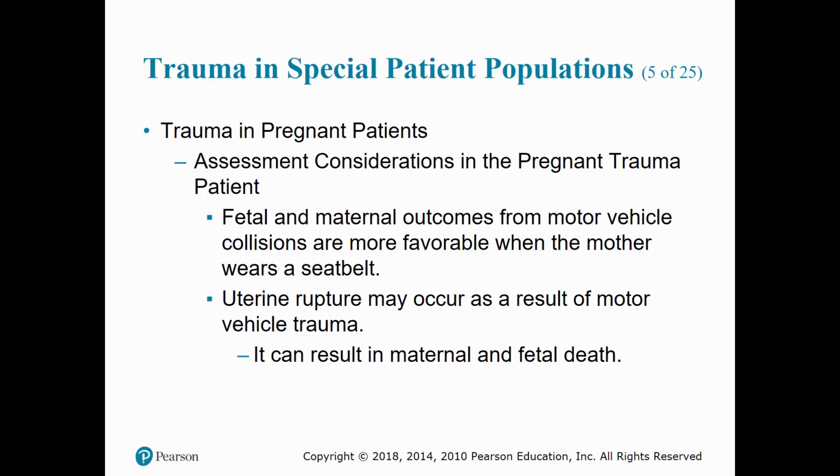And they will have to have the seatbelt properly placed. A lot of times, it's not comfortable for them to have it where it's supposed to be, so they may put it on over their stomach or not wear it at all. This is greater chance of abdominal trauma to the fetus and have devastating effects to both the mother and the fetus. You can also have uterine rupture as a result of motor vehicle trauma, where the uterus ruptures and now the infant is now exposed to the abdominal cavity.